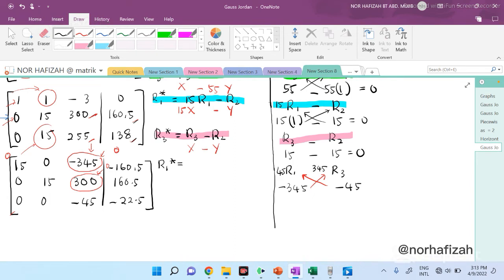Then this will be to make it becomes 0. If you already multiply with 345, this one multiply with 45, the operation is minus. So we're going to write this one here, without the negative, so 45 R1 minus 345 R3, right? So that will be for row 1.